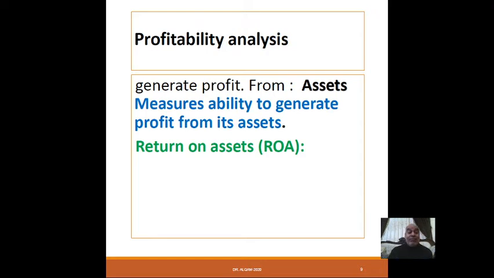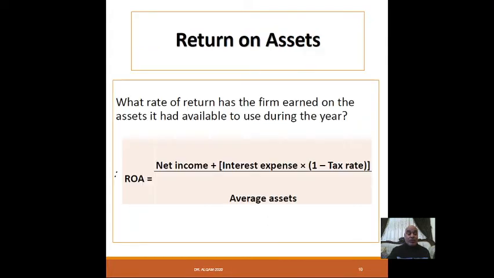The ability of the company to generate profit, not from sales but from its assets, we call return on assets. We compute return on assets by dividing net income over average assets. But for net income, here we should add interest expense multiplied by 1 minus tax rate, so we exclude the financing effect here also.